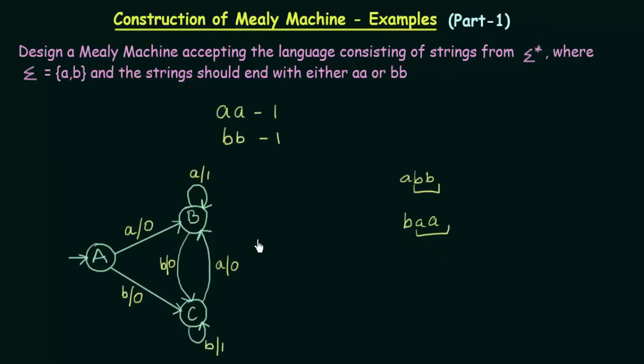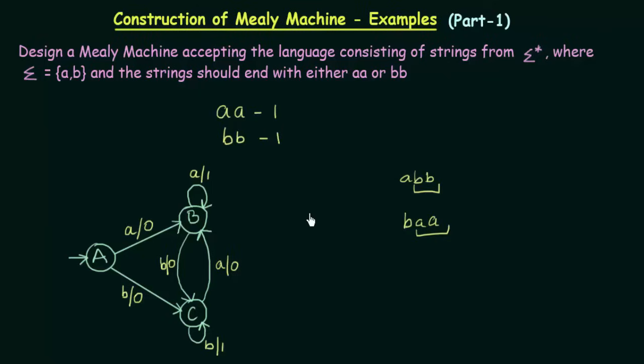So here we have completed the Mealy machine, which will accept the strings from sigma star, and the strings should end with either AA or BB. And when do we know that it ended with either AA or BB? When it prints the output as 1.